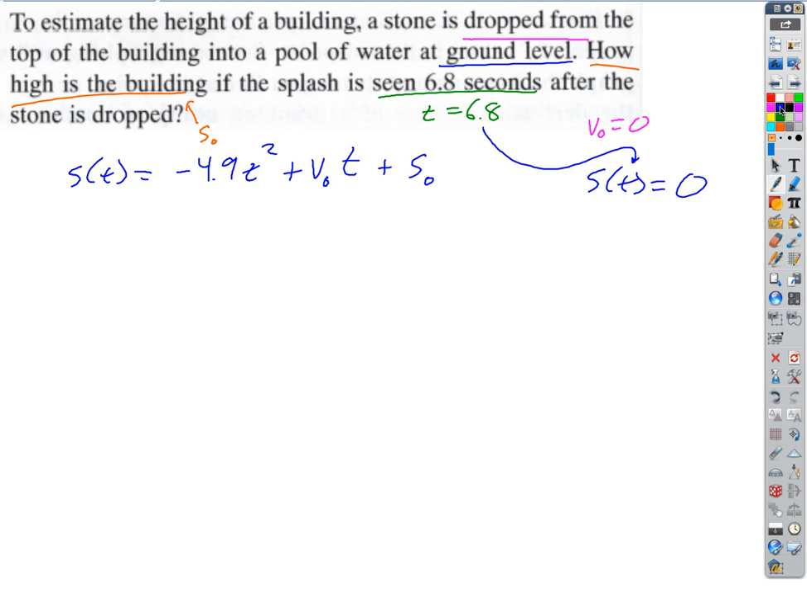We get 0 equals negative 4.9 times 6.8 squared plus that whole thing just goes to 0, right? Plus s naught, which is what we're looking for, right? So that's pretty easy to solve. That's just, plug some stuff in my calculator. What do I get? This number. Okay, so we get the number.